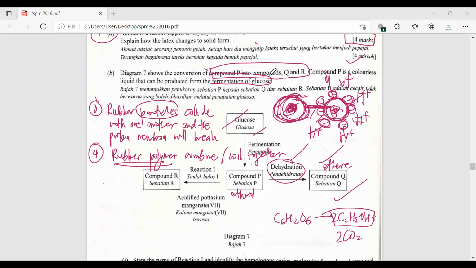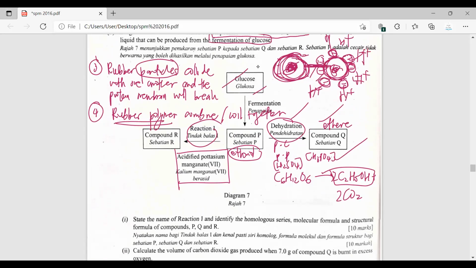Okay, you actually have a few things that you can use. You can use porcelain chips. You can use porous pot. You can use concentrated sulfuric acid. You can even use concentrated phosphoric acid. So you have a few dehydrating agents. Very good. Excellent. Now, compound P, my ethanol, I react it with acidified potassium manganate(VII) solution. What is the name of that reaction? Oxidation. Correct. Very good. It is oxidation.